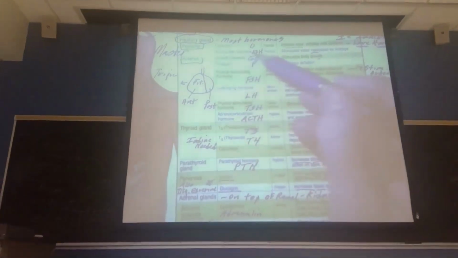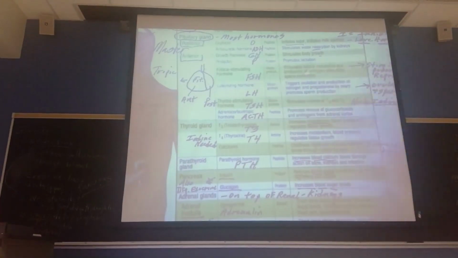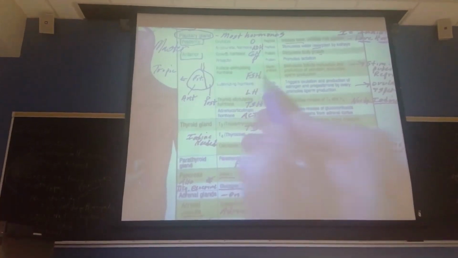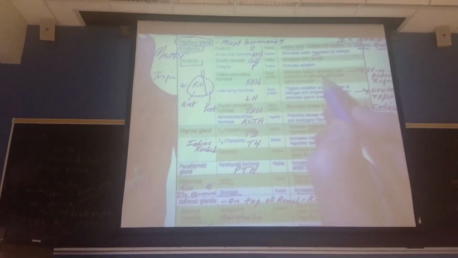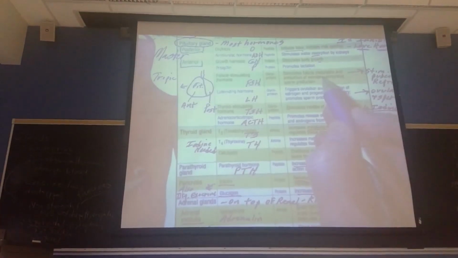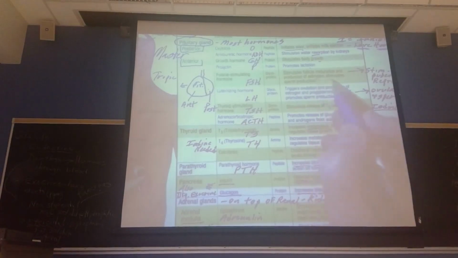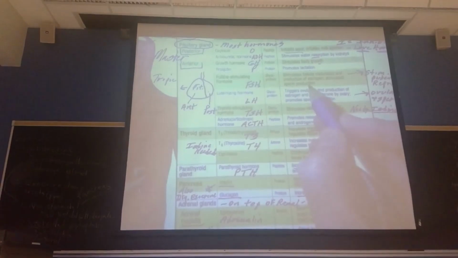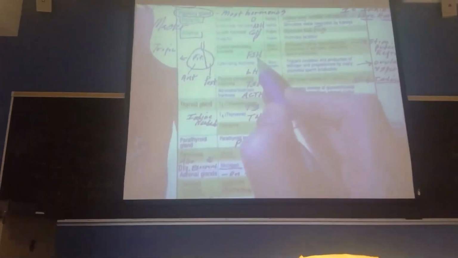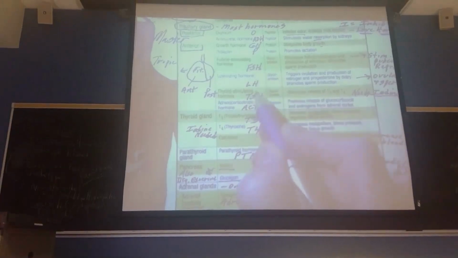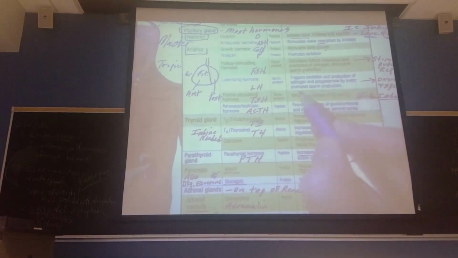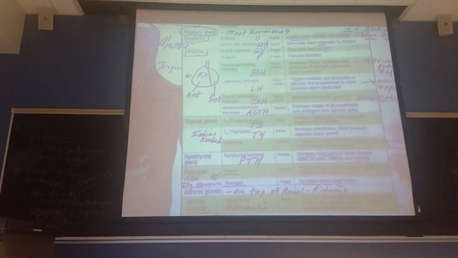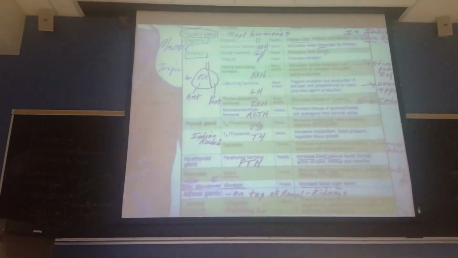Okay, let's go back to this. FSH stimulates follicle maturation. That means potential eggs in the ovary ripen once a month, with production of estrogen, and it stimulates sperm production as well. FSH, follicle stimulating hormone. LH triggers ovulation and production of estrogen and progesterone by the ovary and promotes sperm production.